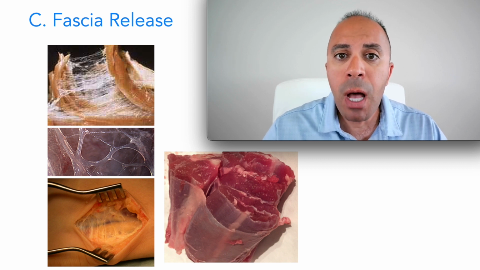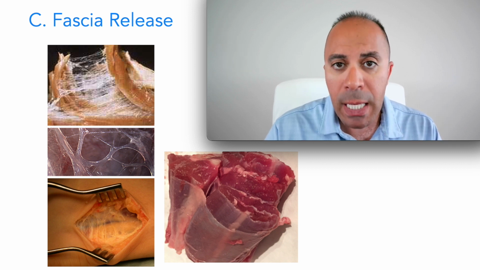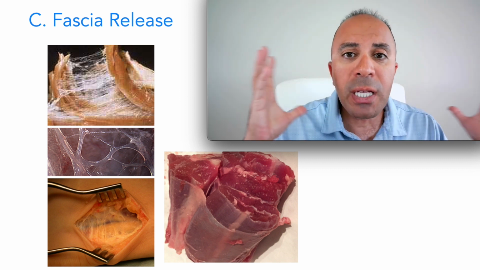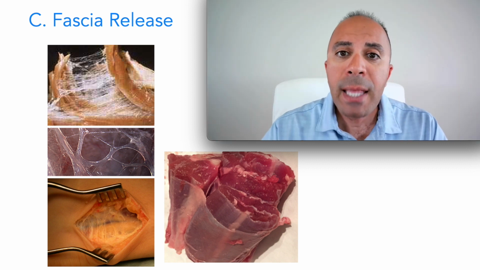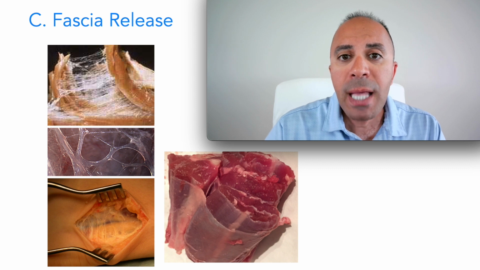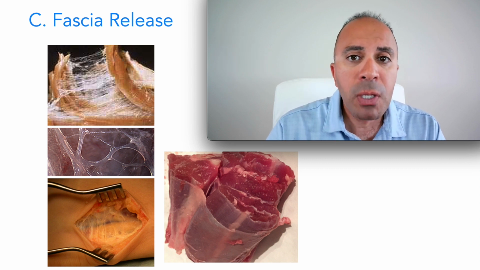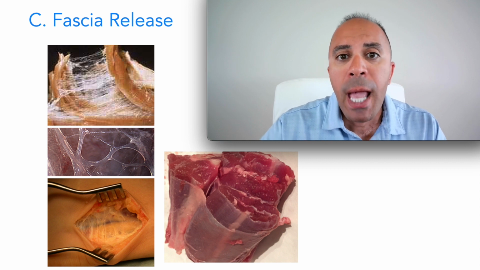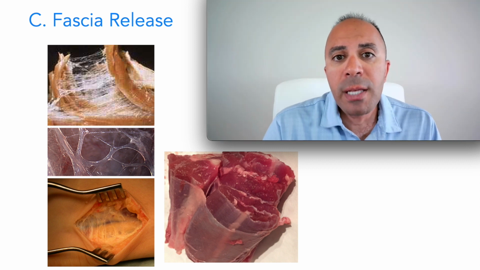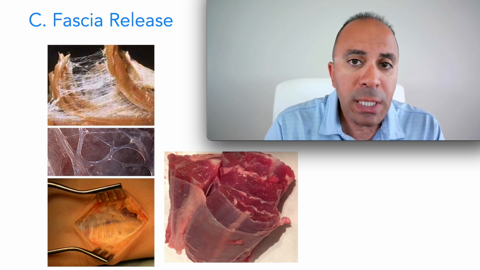The system consists of several layers. So the superficial fascia layer wraps the entire body, and then we have the deep layer that wraps a group of muscles, individual muscles, and individual fibers. And when you have fascia restriction, it's like you're wearing a t-shirt 2 to 3 sizes too small.